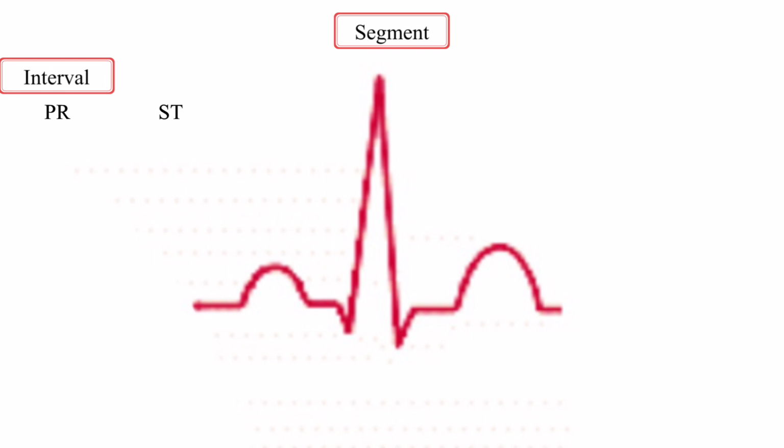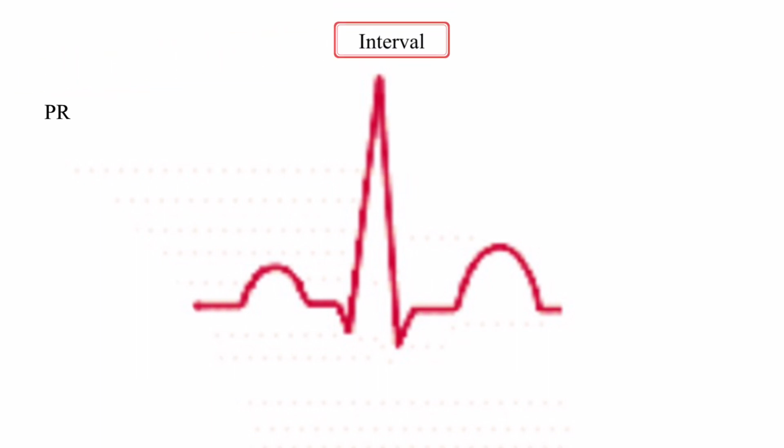A segment is used to measure the duration from one point to another in the absence of a wave. An example is the ST segment, which measures from the end of the S wave to the beginning of the T wave, while an interval is used to measure the duration from one point to another in the presence of a wave. An example is the PQ interval, popularly called the PR interval, which measures from the beginning of the P wave to the beginning of the Q wave.